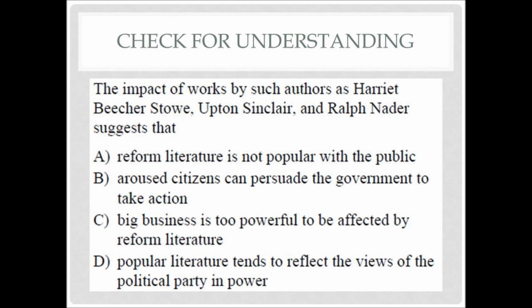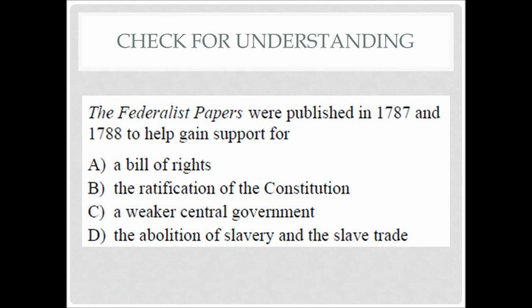We have three check for understandings today. The first check for understanding: the impact of works by such authors as Harriet Beecher Stowe, Upton Sinclair, and Ralph Nader suggest that A. Reform literature is not popular with the public. B. Aroused citizens can persuade the government to take action. C. Big business is too powerful to be affected by reform literature. Or D. Popular literature tends to reflect the views of the political party in power. Even though you don't know who Ralph Nader is, because you know who Harriet Beecher Stowe and Upton Sinclair are, you should be able to figure this one out.